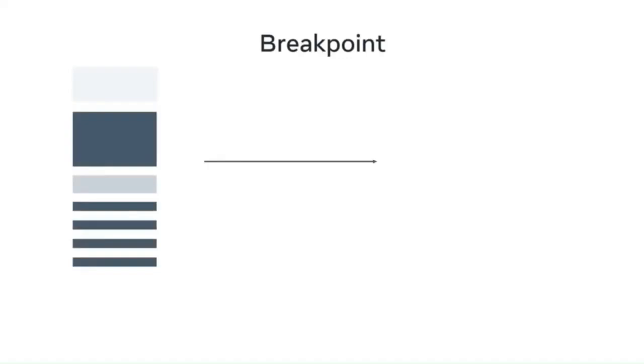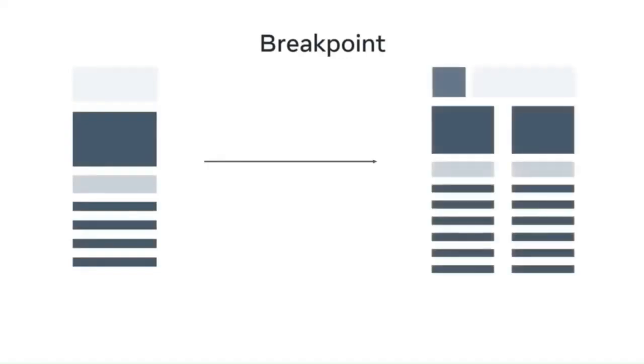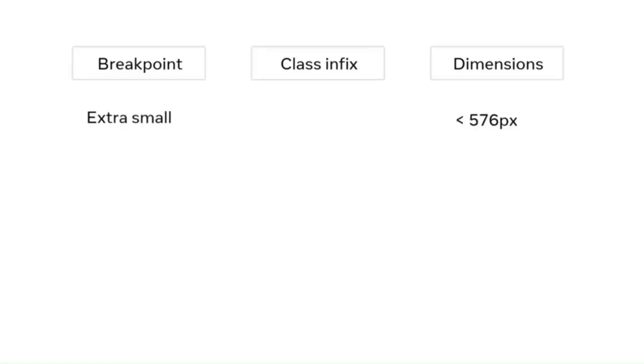You already know that breakpoints are the triggers in Bootstrap for how your layout changes across device or viewport sizes. Here are the responsive breakpoints available in Bootstrap and how we use them. Note that each has a specific name. Extra small is for screens less than 576 pixels wide. Small is for screens greater than or equal to 576 pixels wide. In Bootstrap CSS rules, this is abbreviated as SM. Medium is for screens greater than or equal to 768 pixels wide. In Bootstrap CSS rules, this is abbreviated as MD.